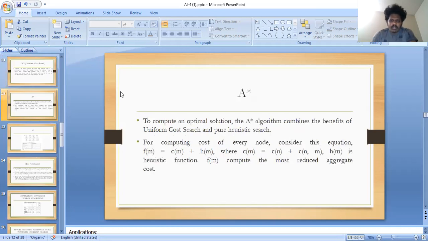A star, to compute an optimal solution, the A star algorithm combines the benefits of uniform cost search and pure heuristic search. For computing the cost of every node, consider this equation: f of m equals C of m plus h of m, where C of m is equal to C of n plus C of n comma m, and h of m is a heuristic function. F of m computes the most reduced aggregate cost in this slide.